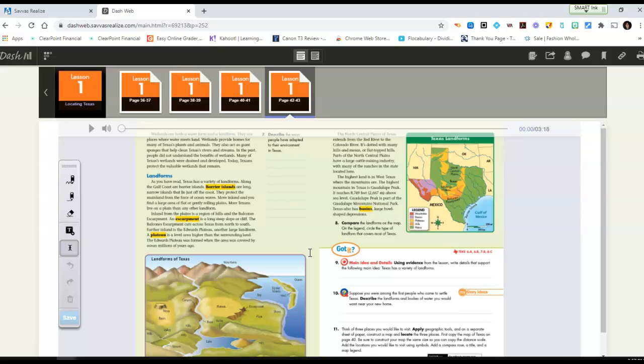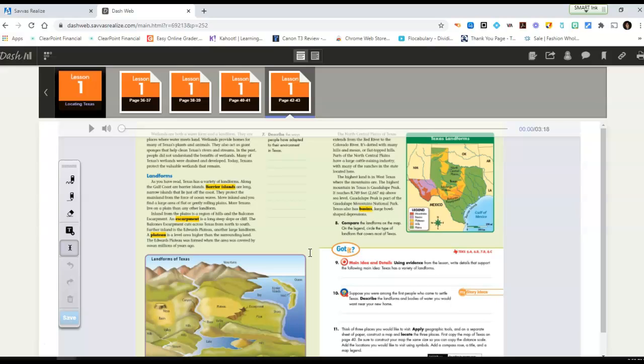Move inland and you find a large area of flat or gently rolling plains. More Texans live on the plain than any other landform. Inland from the plains is a region of hills and the Balcones escarpment. An escarpment is a long, steep slope or cliff. The Balcones escarpment cuts across Texas from north to south.